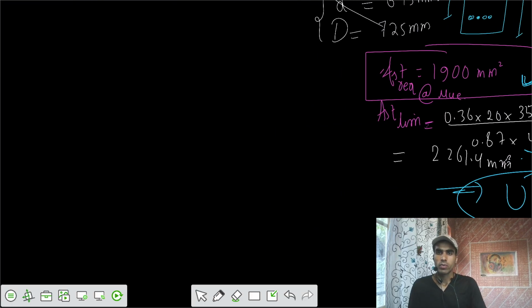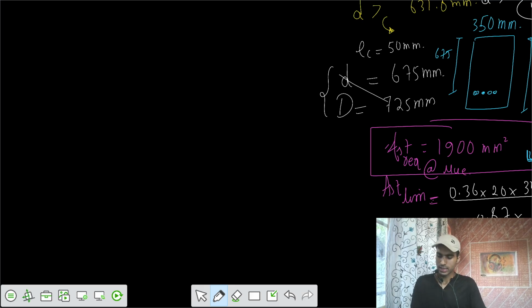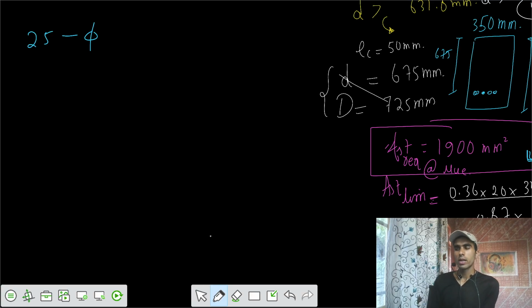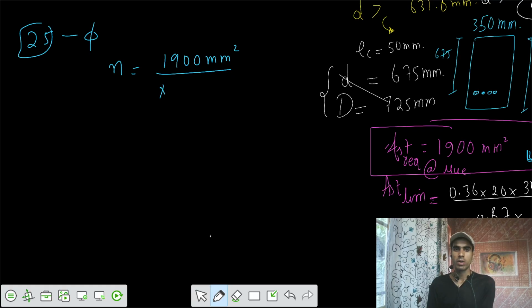But now we have to use some bars. Let's take the diameter of the bars as 25. It's up to you, but you have to ensure that the area is around 1900 millimeters square. It should be a bit more than 1900 millimeters square, but it should not be lesser than this value. So I should select a particular diameter of bar such that our area is around that 1900 millimeters square. If I select a 25 bar, the number of bars would be equal to 1900 millimeters square divided by the area of one bar.